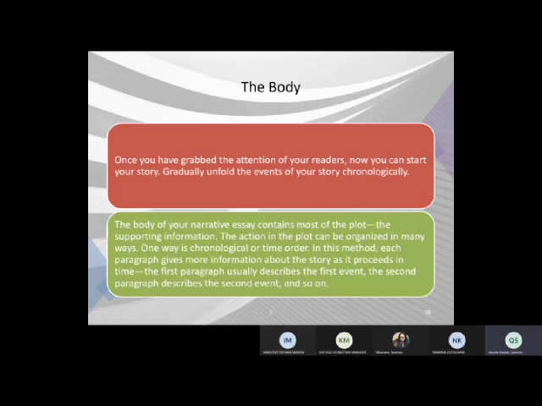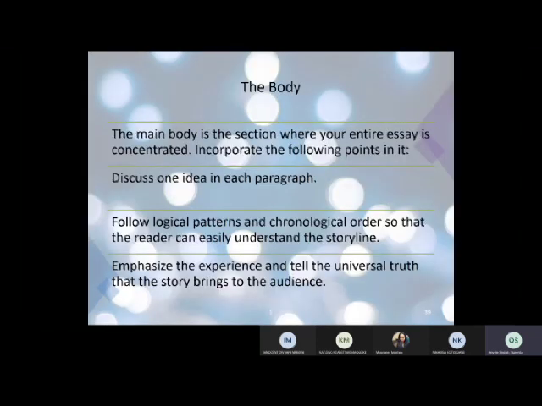In this method, each paragraph gives more information about the story as it proceeds in time. The first paragraph usually describes the first event, the second describes the second event, the third will describe the third event, and so on and so forth. Then you see that there is still coherence in your writing. So with the narrative essay, the main body is the section where your entire essay is concentrated. So you should include the following points.